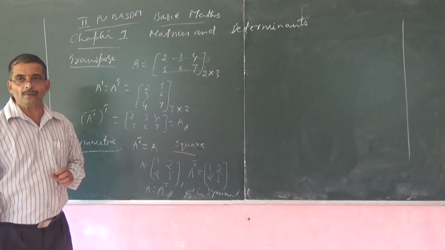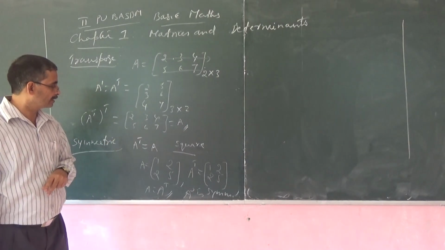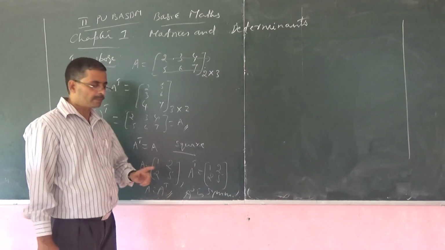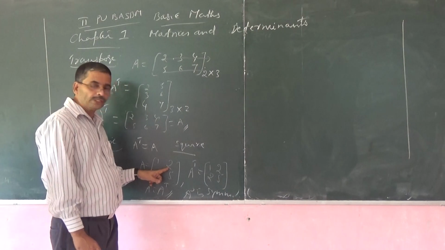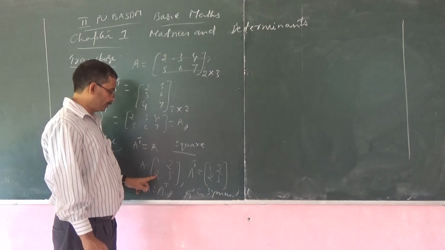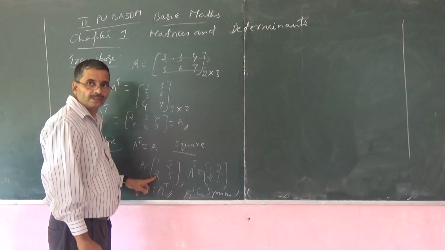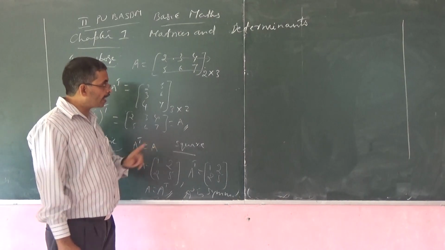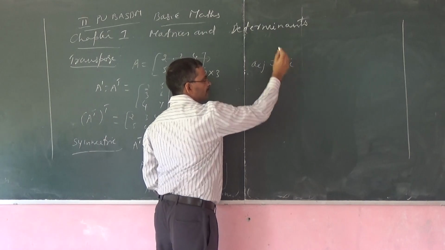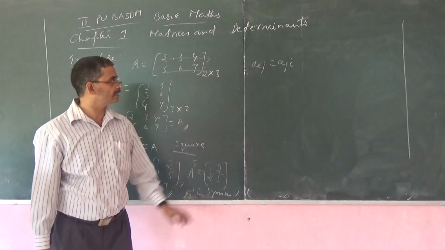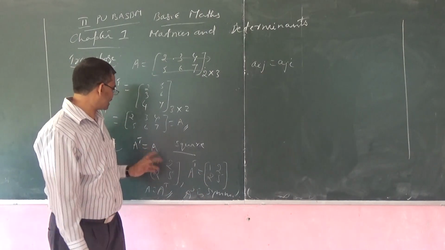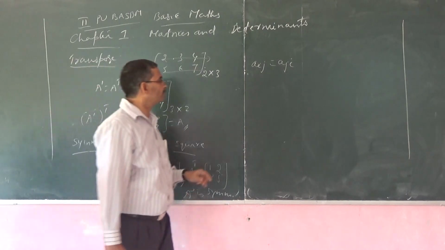You observe one important point here. When a matrix is symmetric, for diagonal elements there is no problem. Now observe the other elements. This is A12, this is A21. A12 should be equal to A21. In general, if Aij is equal to Aji for all i and j, then we will get the matrix as symmetric.